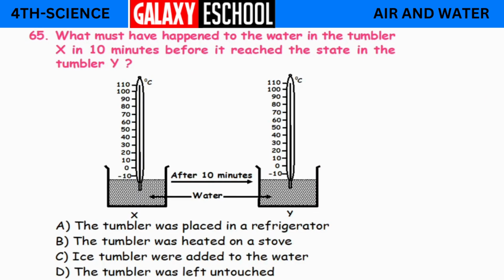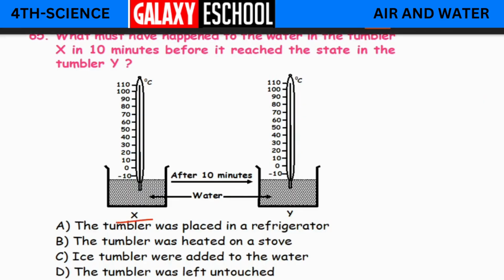65th question. What must have happened to the water in the tumbler X in 10 minutes before it reached the state in the tumbler Y? Okay, see here. This is X, children, the X tumbler and the Y tumbler. And there is water, and we are just testing the temperature of the water here. See the thermometer here and here also.